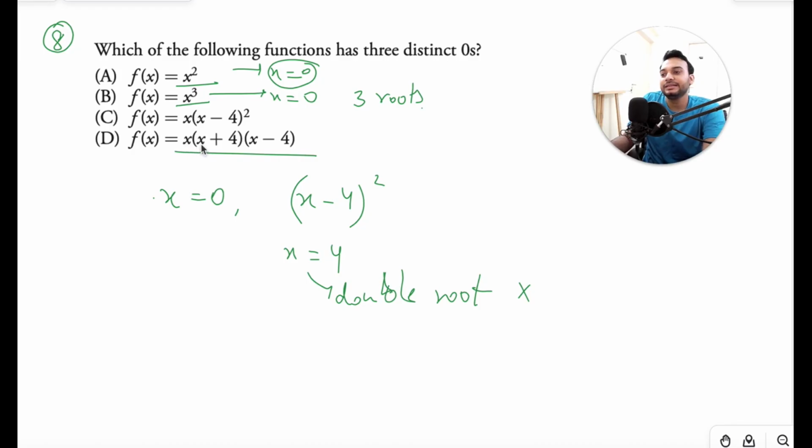Option D: x times (x plus 4) times (x minus 4). If you look at this one, x is equal to 0, that's 1 root. x is equal to negative 4, that's the second root. x is equal to positive 4, that's the third root. So 3 distinct roots for option D.